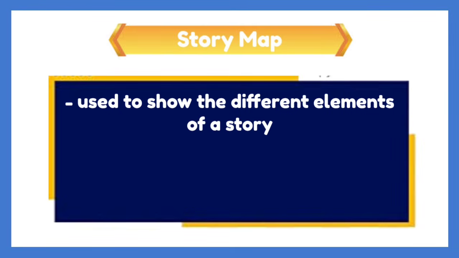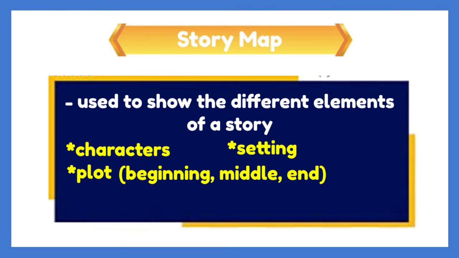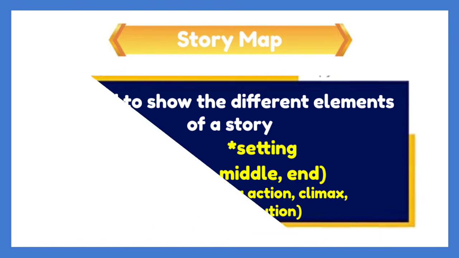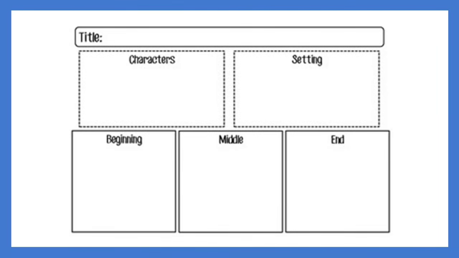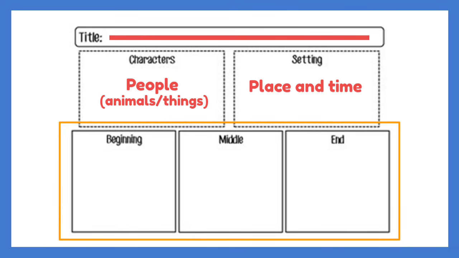This graphic organizer is used to show the different elements of a story. The characters, setting, plot, or the series of events from the beginning, middle, to the end, or the exposition, rising action, falling action, and resolution. This is what it looks like. So this is where you write the title, the characters, and the setting. And then the plot, or the events in the story, from the beginning, middle, to the end.